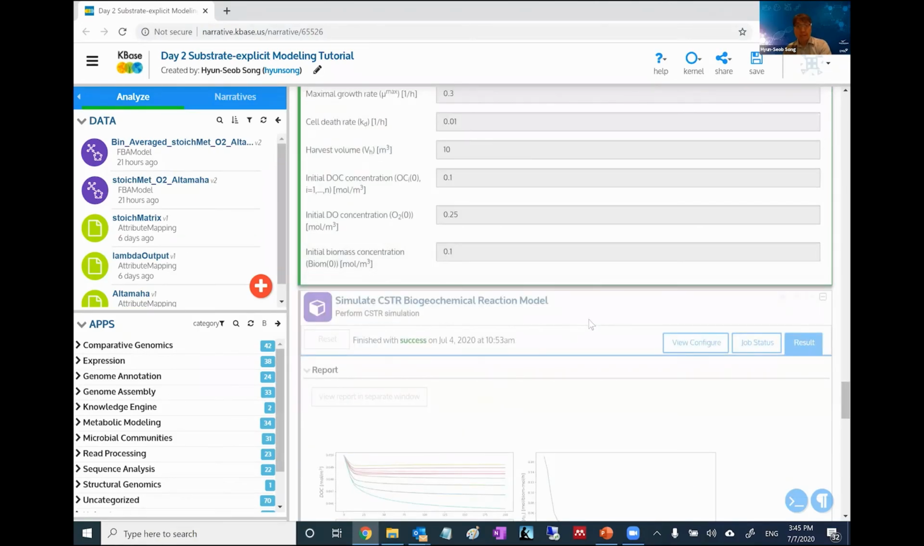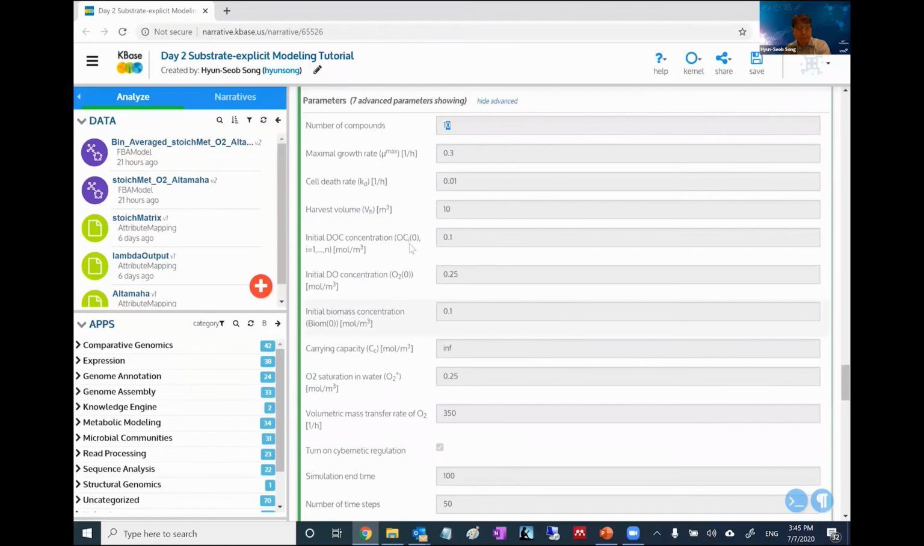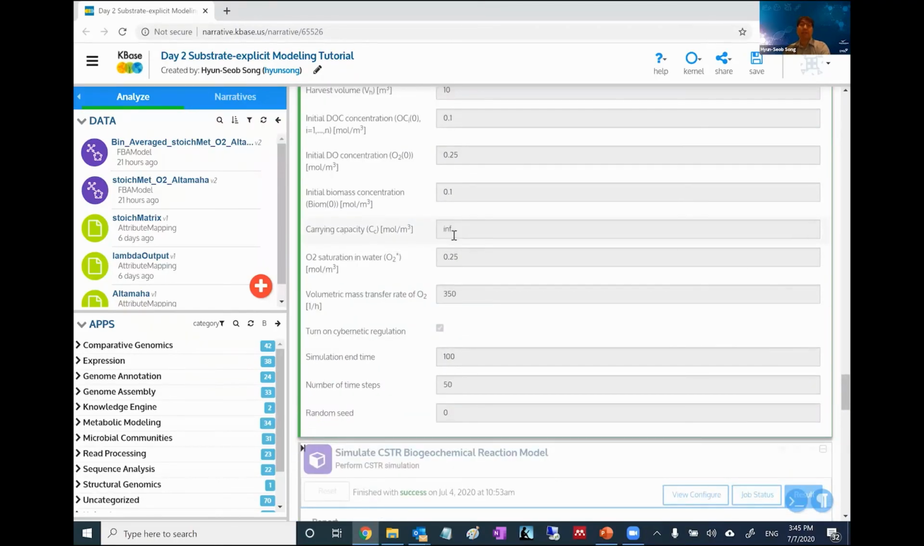And for the CSTR, what is important here is that if you click show advanced, there are some things, like carrying capacities here, but by default infinite, because they don't grow a lot, therefore carrying capacity is infinite. And then oxygen saturation in water, and it's not exactly 0.25.